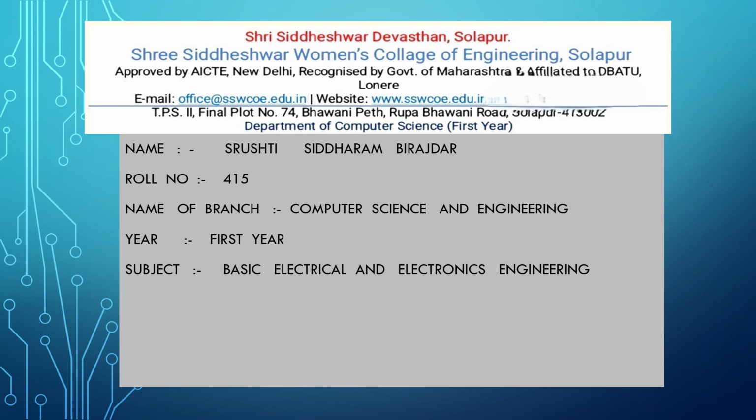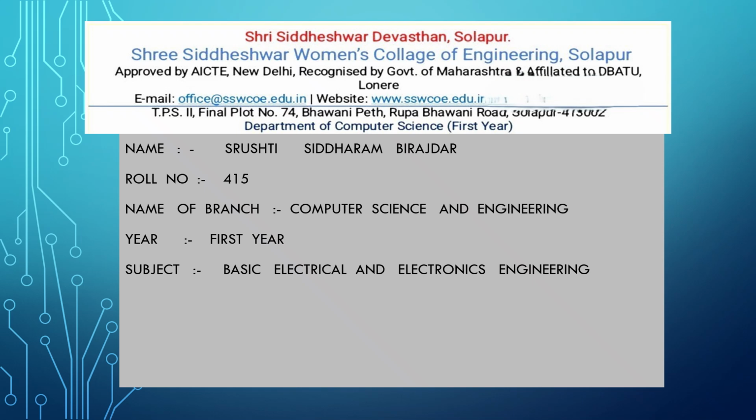Currently I am studying Computer Science and Engineering from Sri Siddheshwar Women's College of Engineering, Solapur. Today we will see an interesting and important topic of basic electrical and electronics engineering. We will see what is the principle of moving coil and moving iron, what is the functioning, and what is the difference between moving coil and moving iron.